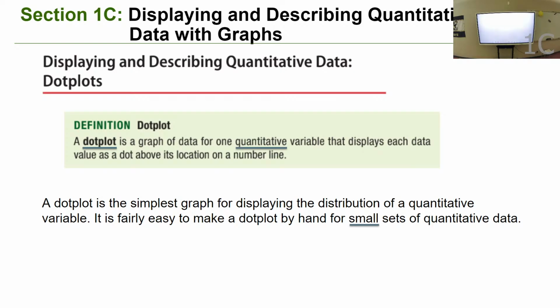Man, that's rare. Dot plot is the simplest graph for displaying it. It's one of the easiest ways to display it. So that's one thing you need to understand about dot plots. It's pretty easy to do, but it should be used for small sets of data, right? If you have a data set that's like 300, you don't want to put 300 dots up there. It would take way too long to do that kind of stuff. So small sets of data, 30, maybe 50, starting to push it, right? It's fairly easy to make a dot plot by hand. That's why we made a dot plot for those other two. It's pretty easy to do.